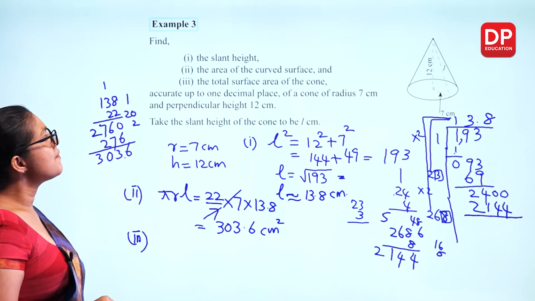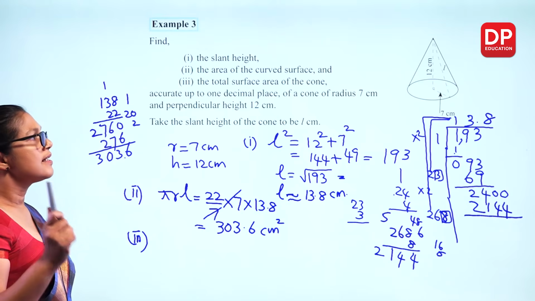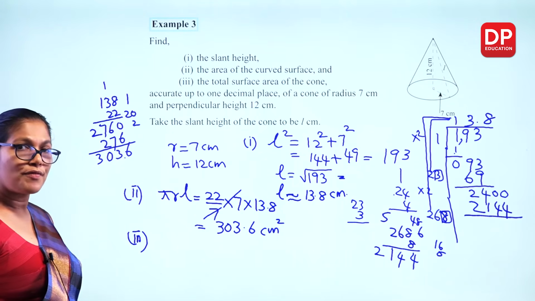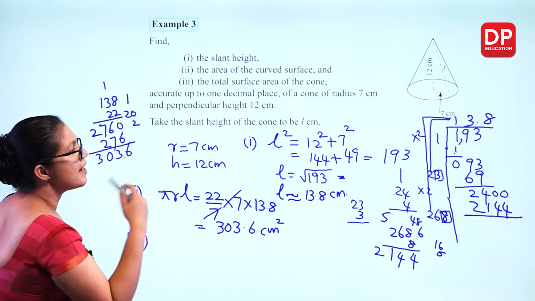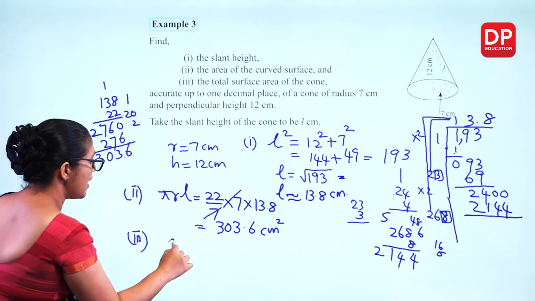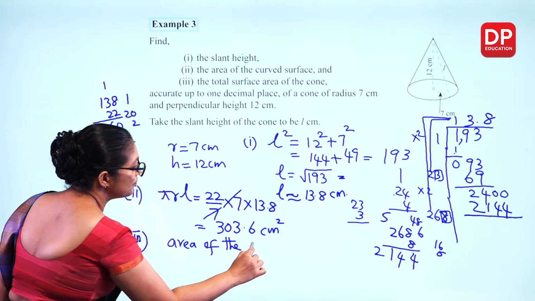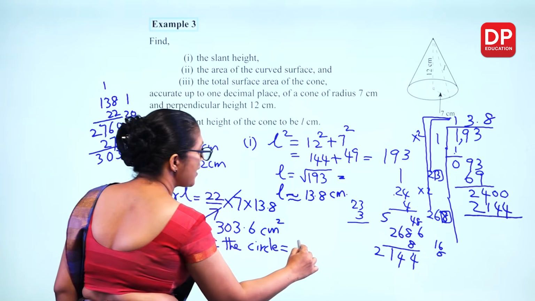And then the third one, the total surface area of the cone. So the total surface area is the curved surface area plus the area of the circle. So we found the curved surface area. Now we find the area of the circle. So the area of the circle is pi r squared.